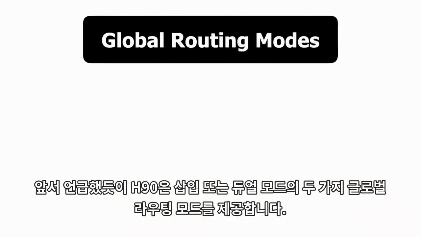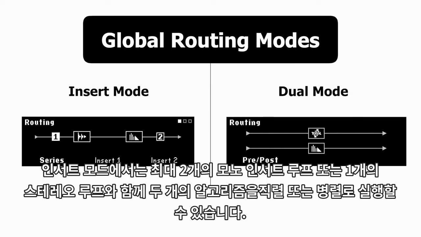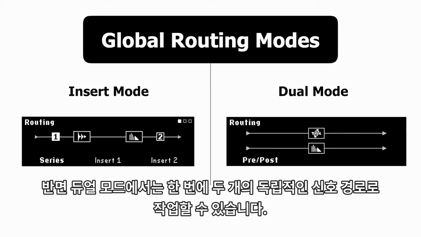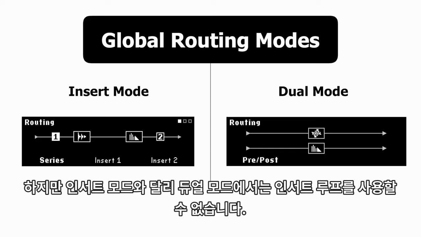As we've mentioned, the H90 offers two global routing modes, insert or dual mode. Insert mode gives us the ability to run two algorithms in series or parallel with up to two mono insert loops or one stereo loop. Dual mode, on the other hand, allows us to work with two independent signal paths at once. Put another way, we can process two mono or stereo instruments at once. But unlike insert mode, in dual mode we cannot use any insert loops.